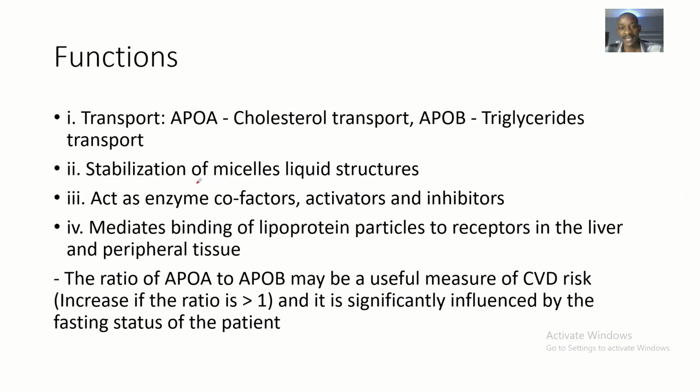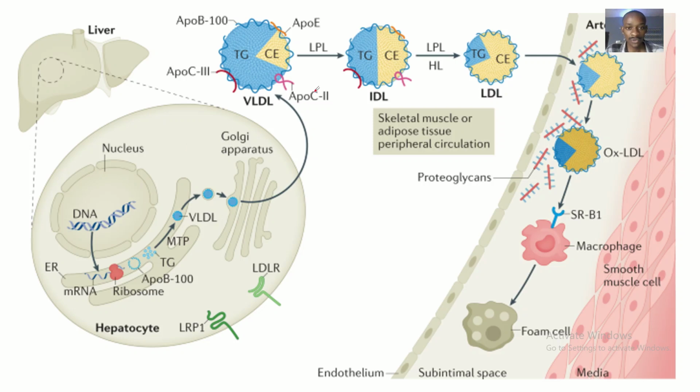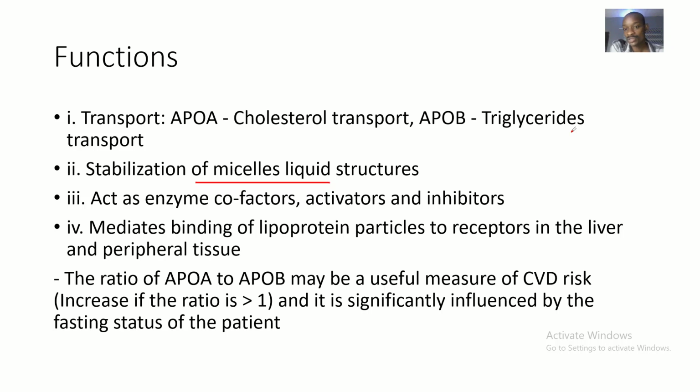So these are their functions, but let's talk about it from this point of view first. One of their functions is transportation. Apolipoprotein A is for cholesterol transport, while apolipoprotein B is for triglyceride transport. Another function they serve is to stabilize micellar lipid structures. They can also act as enzyme cofactors; they can be activators, they can be inhibitors. That's why you see them being active along the process of lipoprotein metabolism.